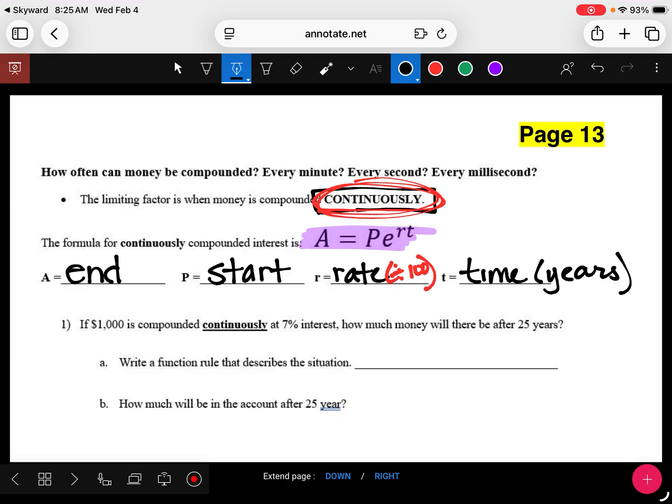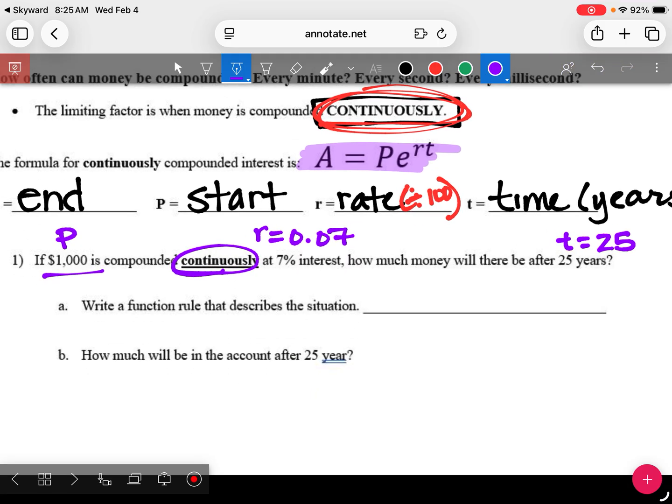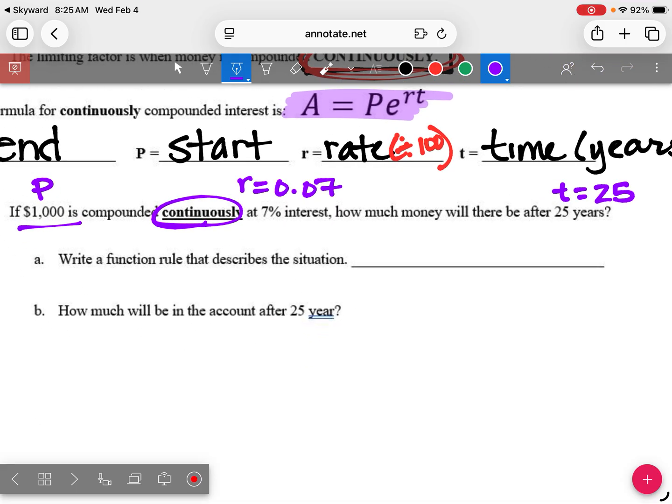All right, so number 1 says if $1,000, so that's my P value, is compounded continuously at a rate of 7%, so 0.07, how much money will be there after 25 years? So the first thing we do is we write our function rule. When we write our function rule, we keep the T there. We don't type in 25. So it would be A equals $1,000 E to the power of 0.07 T.